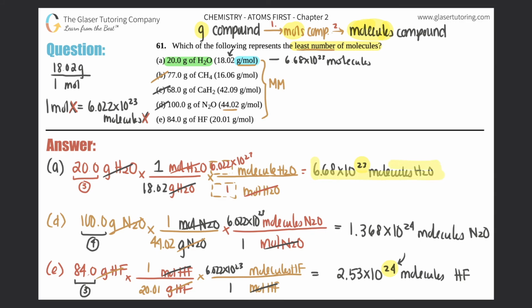The first one that we found was the answer. That one was the least amount. So E is out, and A is the winner. So 20 grams of H2O has the least number of molecules.